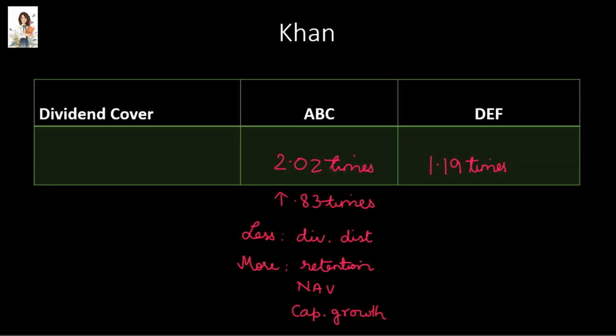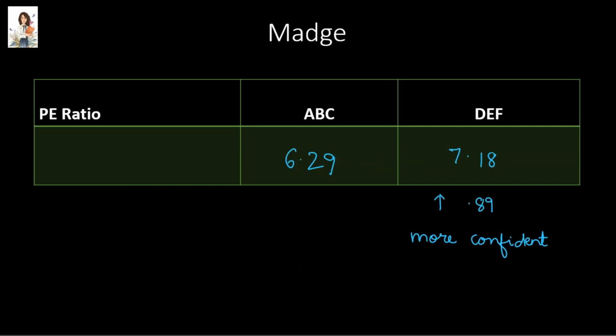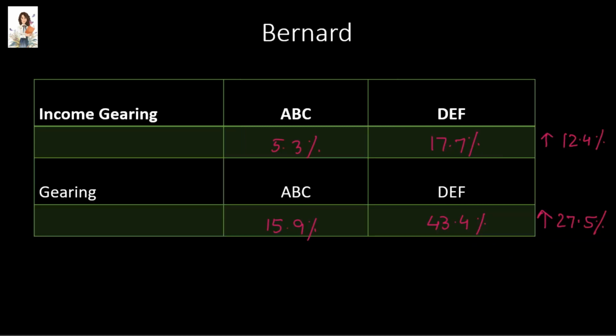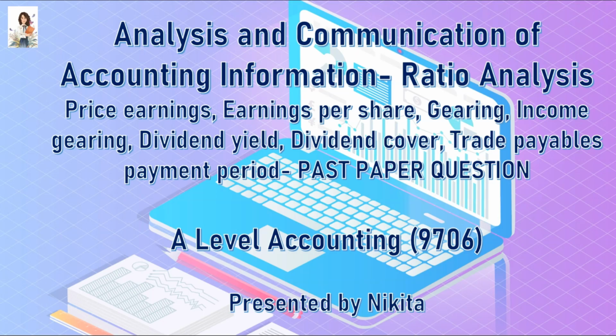ABC PLC has more reinvestment and capital growth, so Khan will prefer ABC. Investors are more confident about DEF PLC, so Madge will invest in DEF PLC. ABC PLC is less risky, therefore Bernard will invest in ABC PLC. This completes part C of the question, and with that we have completed the entire question. So that was a past paper question on some of the ratios in the syllabus. We will cover more ratios in the next video.